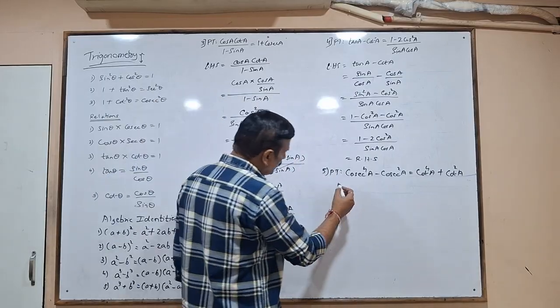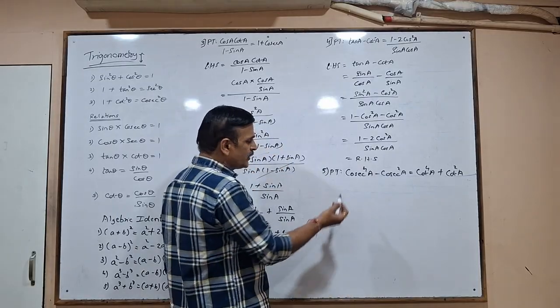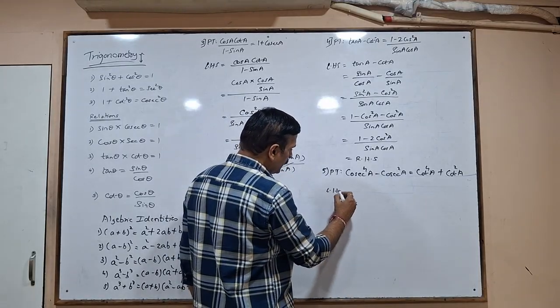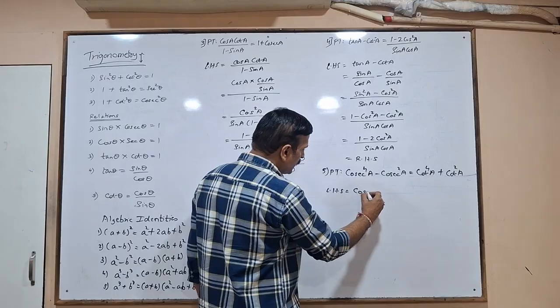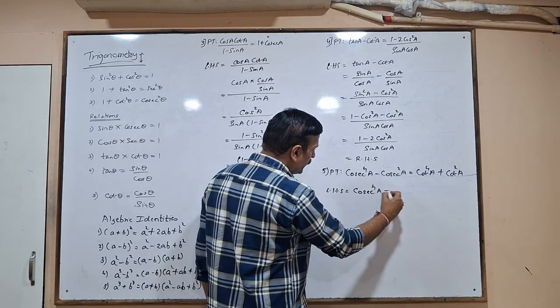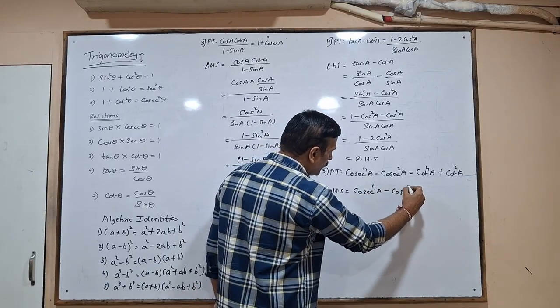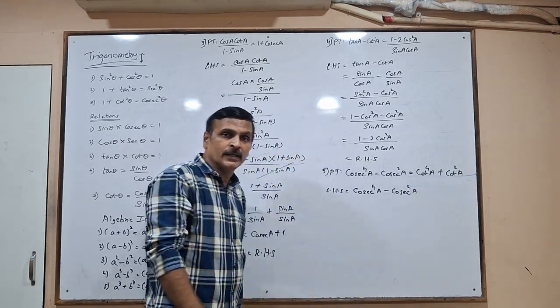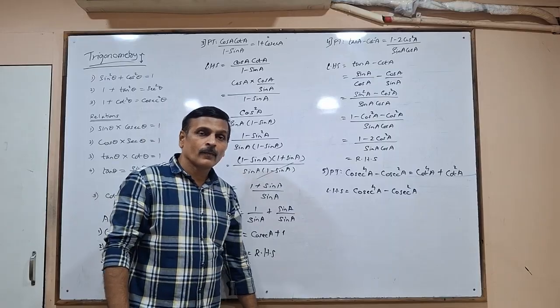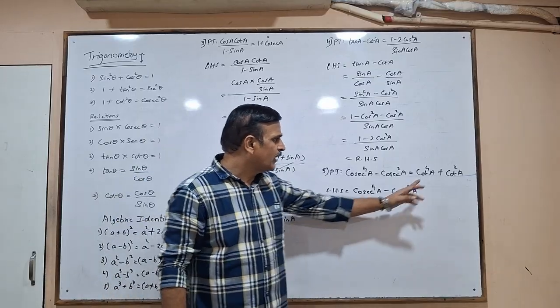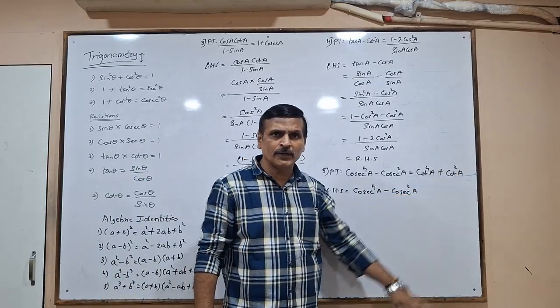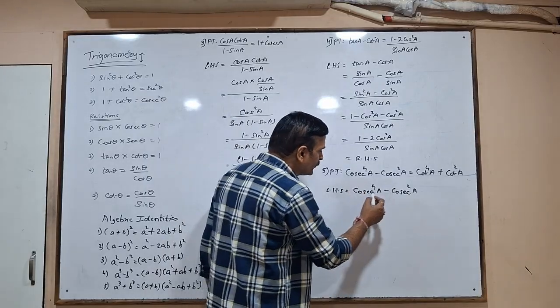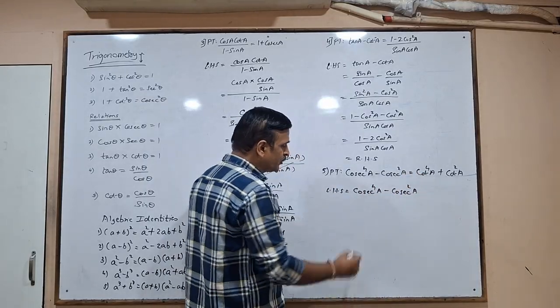So here again we can start with RHS, we can start with LHS. I'll go with LHS. Cosec raised to 4A minus cosec square A. Now we know cosec square can be written in terms of cot square, not an issue. But we can't write cosec raised to 4 in terms of cot raised to 4.